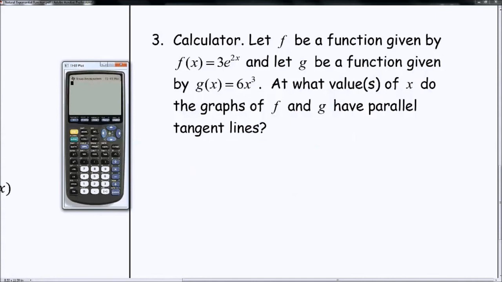So I want you to go to y equals, and I want you to plug in 3e to the 2x into y1, and then plug in 6x to the third into y2. And I'm going to graph my derivatives, so I don't want to graph my parent functions, so I'm going to not highlight those. The way you do that is you go to the equals button and you unselect them. So now we're going to graph our derivatives.